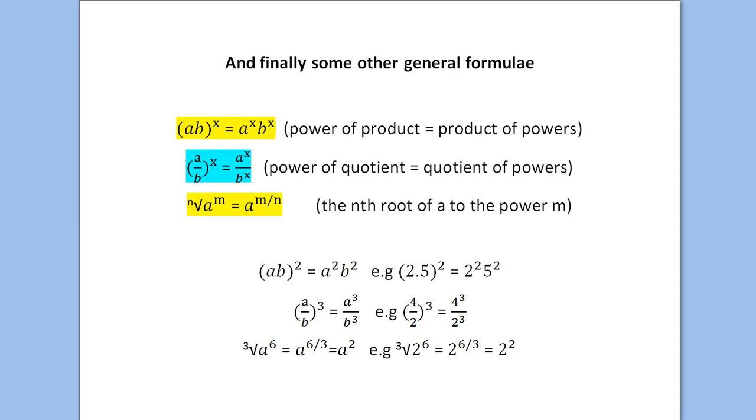The nth root of a to the m, so here a could be raised to any power m, is equal to a to the power of m over n. So the nth root of a to the power of m. In the previous slide, it was a to the power of 1, or a.